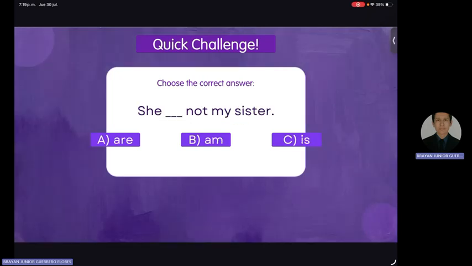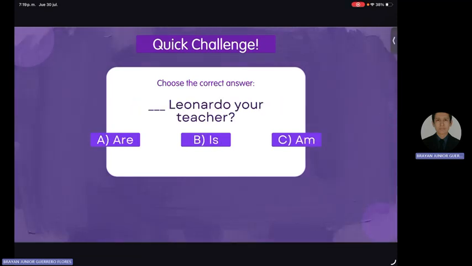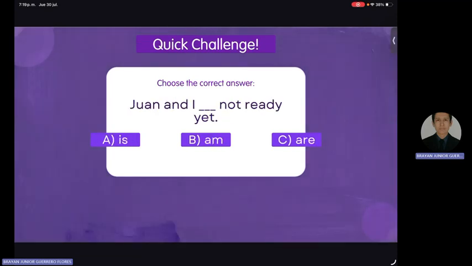Let's go with the next one. She, negative, not my sister. "She are not my sister?" No. "She am not my sister?" No way. She is not my sister. Or she isn't my sister in the short form. Very good. Excellent.